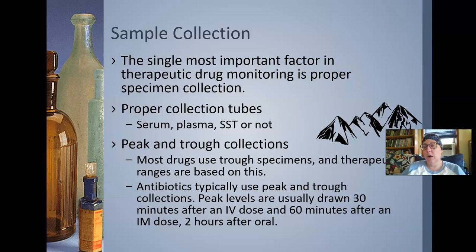So first, of course, on the part of the lab, you have to have the proper collection tubes. Some drugs require serum, some will require plasma, some could be either. In some drugs, you can use a serum separator tube, the tube with that gel that helps pull the plasma off the cells. And then some of them, you can't, because the drug gets trapped in the serum separator tube gel, and that would lead to falsely decreased levels. So it's very important to be aware of the type of tube needed and to collect it.